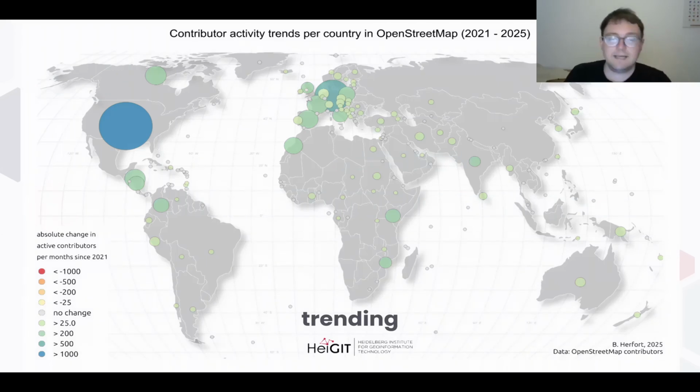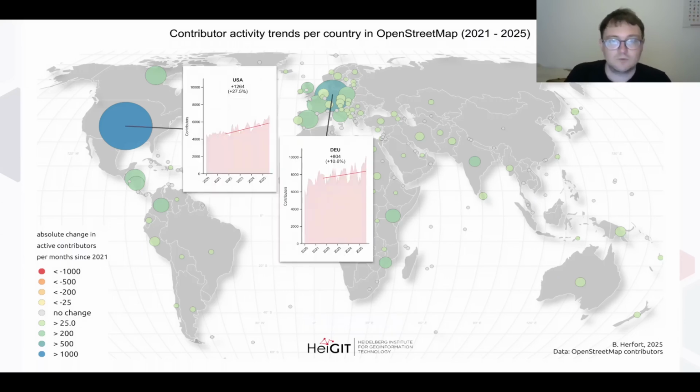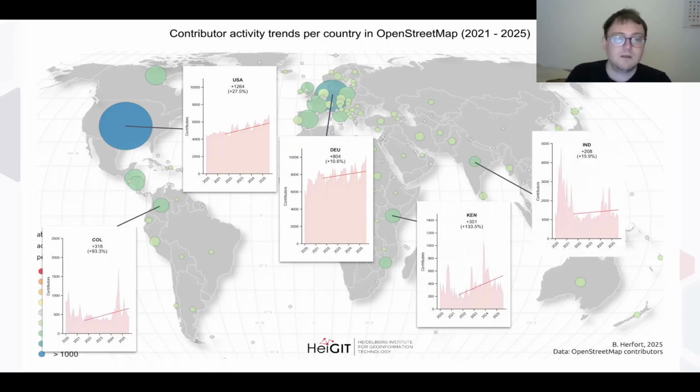And here I highlighted first the countries that are trending, so where we see a growth in the community activity. And you see that, okay, two countries stand out here with the highest absolute increase, which are the US and Germany, which already have quite large communities, but that community is growing constantly and stably over the last years. And we also see growing communities in many other places. So we see it in Colombia, we see it in Kenya, we see it in India, and all the other dots that you see here on the map.